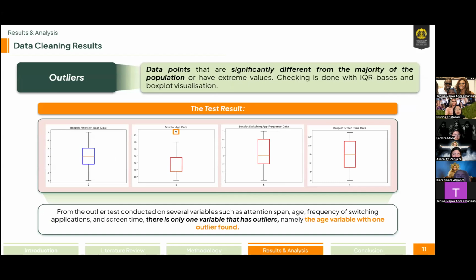So next is the outliers. Outliers are data points that are significantly different from the majority of the population or have extreme values. After we conducted the test, we got from the outlier test that among several variables such as attention span, age, frequency of switching application, and screen time, there is only one variable that has outliers, namely the age variable, with only one outlier found.